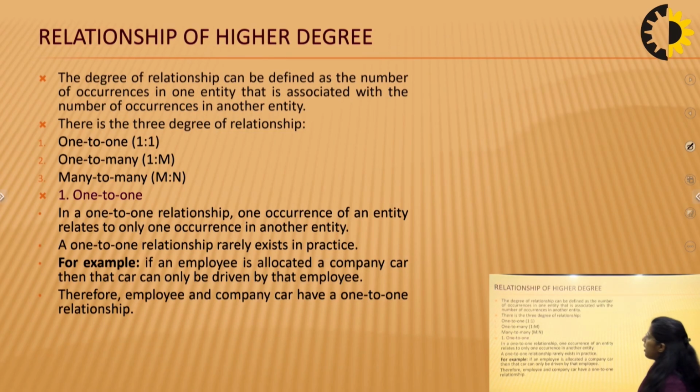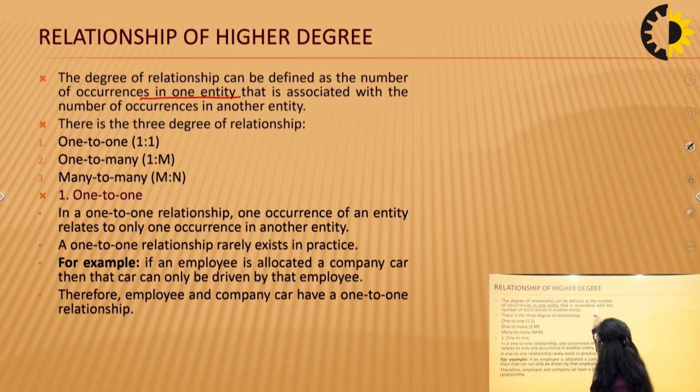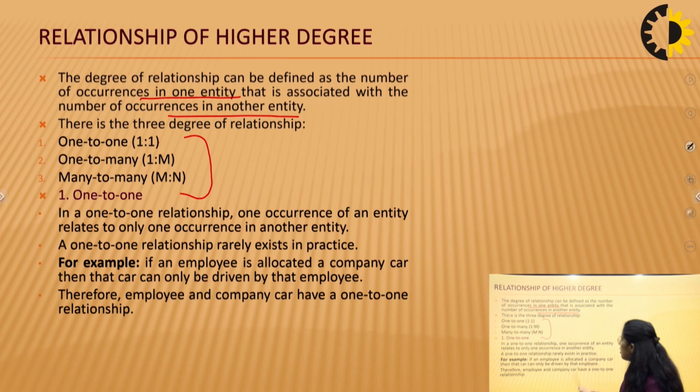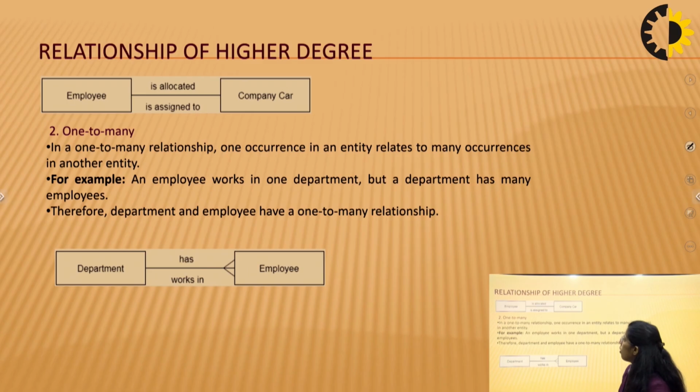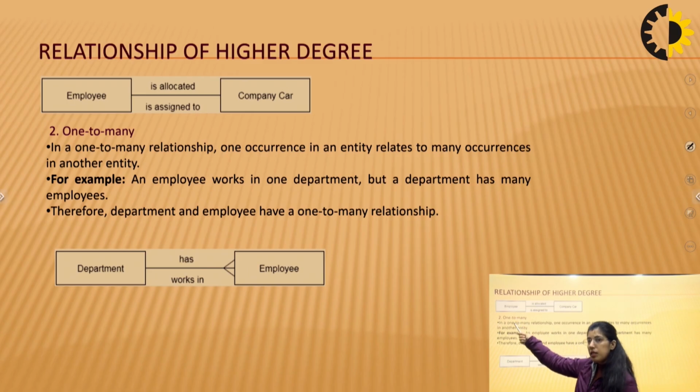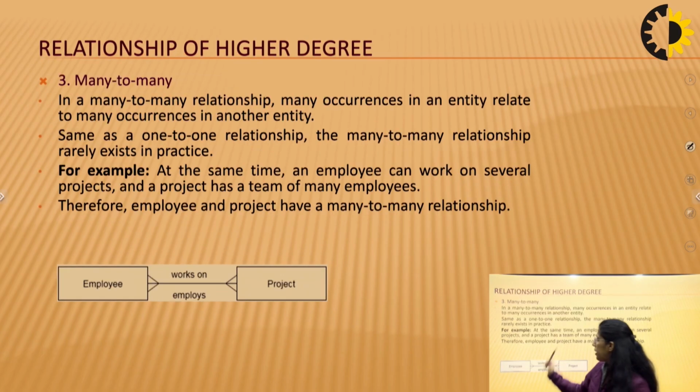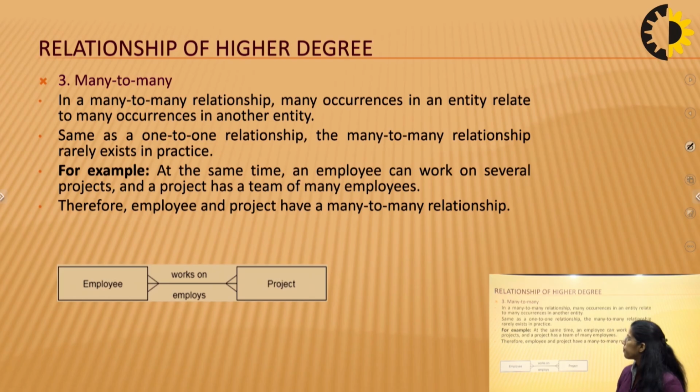Relationship of a higher degree. Degree can be defined as the number of occurrences in one entity that is associated with the number of occurrences in another entity. We have discussed all of these in previous slides. This is one to one, one to many, many to many. First of all, one to one represents one instance of a particular entity is associated with only one instance of the next entity. One to many, a single entity instance can be associated with multiple entities. And many to many. Many employees can work on many projects.